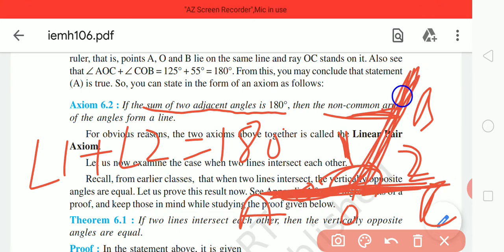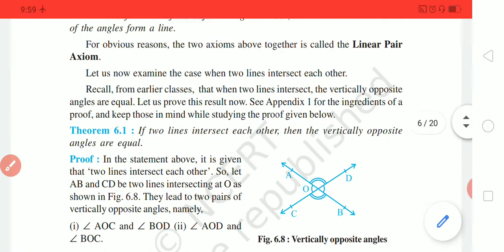These two angles form a line. So yes, AC is a line. Now come to the theorem.